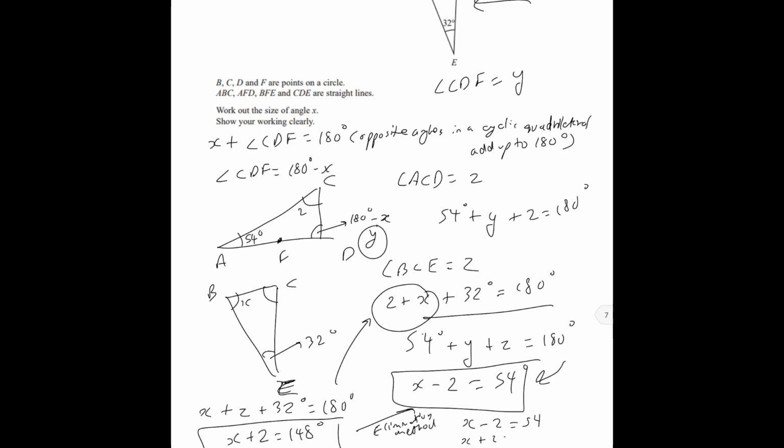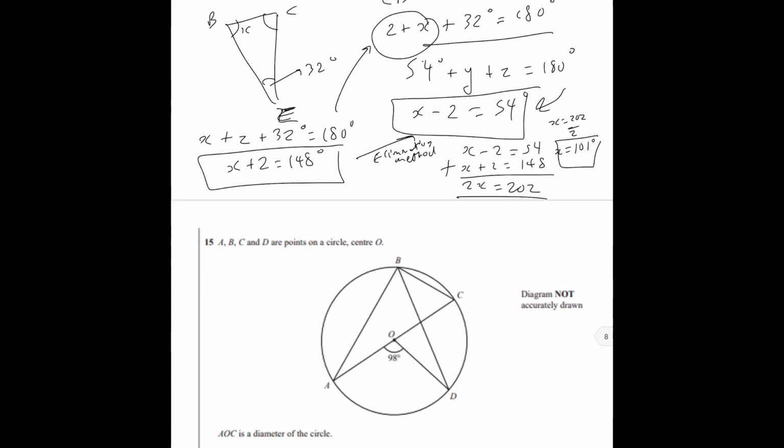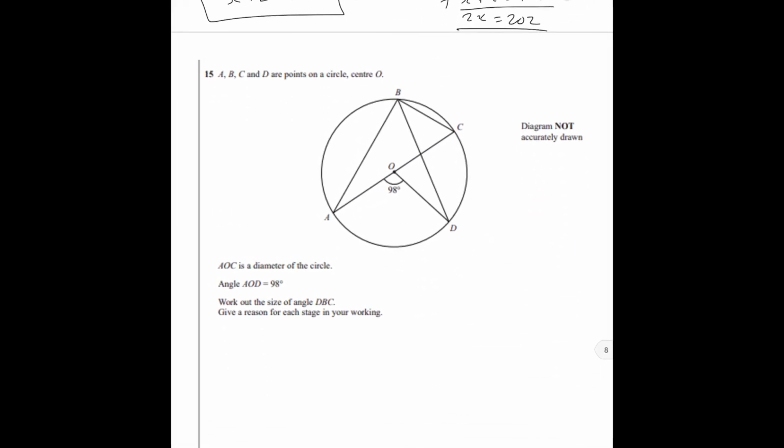So once you do this through the elimination method, all you need to do is get 2x is equal to 202 just by adding them, because minus 2 plus 2 is equal to 0. And you find out what X is equal to. X is equal to 202 divided by 2. X should be equal to 101 degrees. This is your answer, just by relating it to 32 degrees as well as 54 degrees.